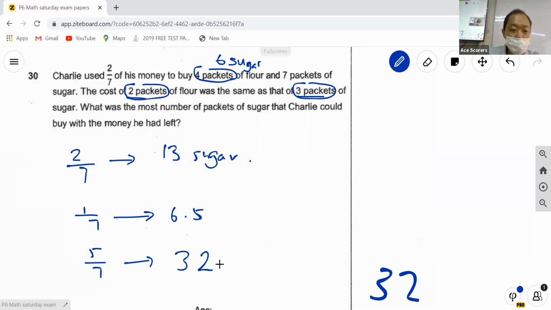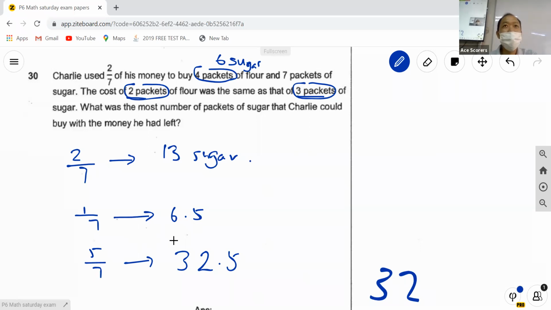32.5. So there's no such thing as buying half a pack, right? The NTUC auntie will scold you, you know? You go there and say, auntie, I just want half a pack and open. Auntie call police. No algebra, use common sense, isn't it?